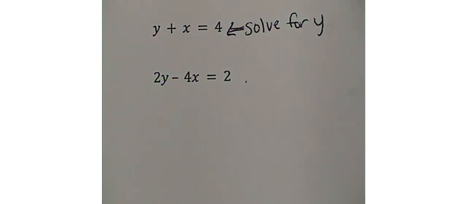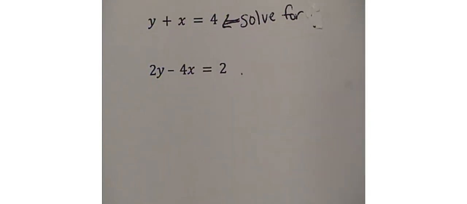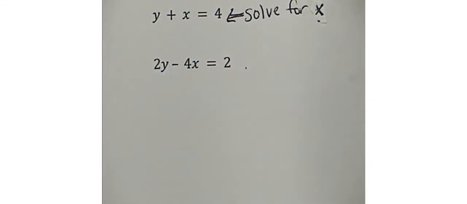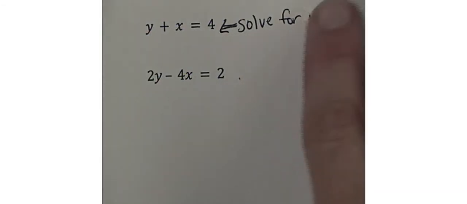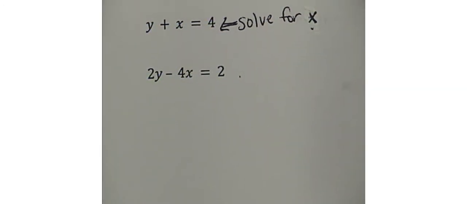Ooh, and then I wrote y. Sometimes it's hard to talk and write and record all at the same time. So I said x and I wrote y. So solve for x because the other examples we solve for y. So let's switch it up. Sorry, it looks terrible. But solve for x.